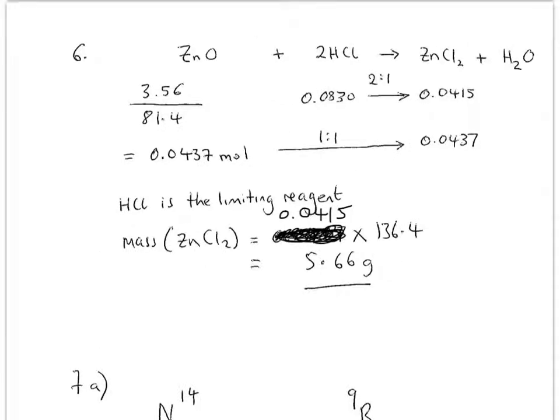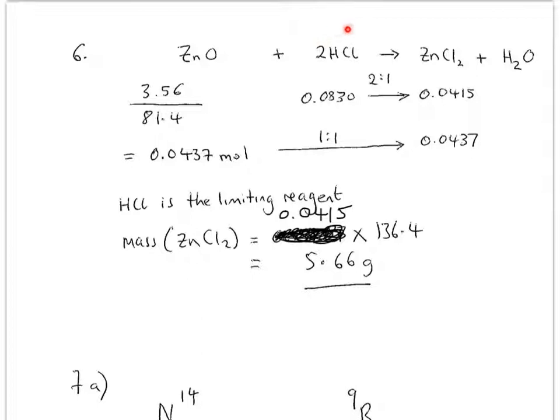In the question, we've got to calculate the maximum mass of zinc chloride that can be formed. So we've got to work out what the lowest number of moles is from the limiting reagent, the limiting factor. Calculate the number of moles of zinc oxide using mass divided by molar mass, which gives 0.0437. It's a 1-to-1 ratio between zinc oxide and zinc chloride, so that's the number of moles that would be formed if the zinc oxide was the limiting factor.